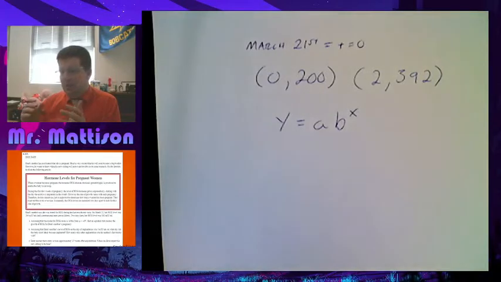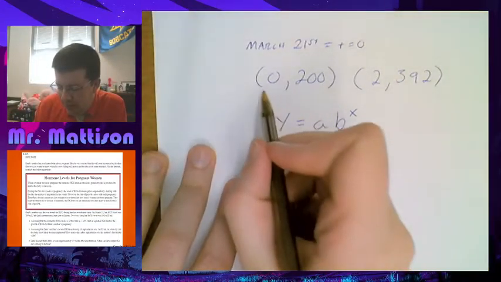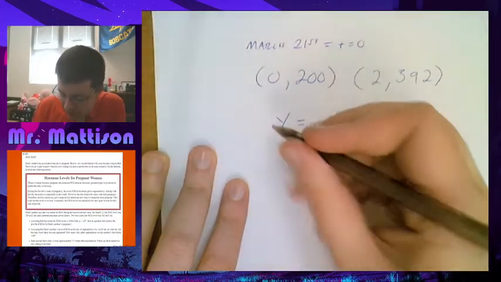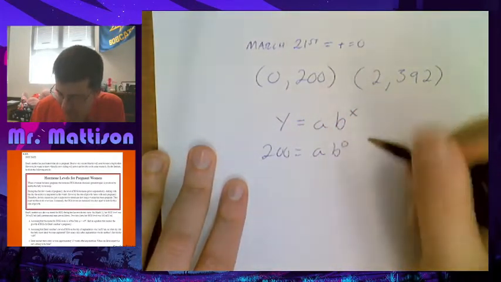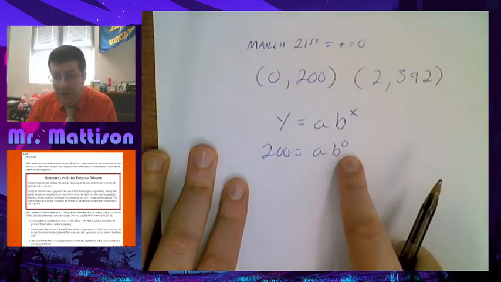Now, the 0 makes it really, really easy, but if I didn't have the 0, I still could solve it. I probably just want to use substitution, though. So I'm going to use this 0, 200 point. Plug in 200 for y, and I'm going to plug in 0 for x. Well, b raised to the 0 power, that's just a 1.